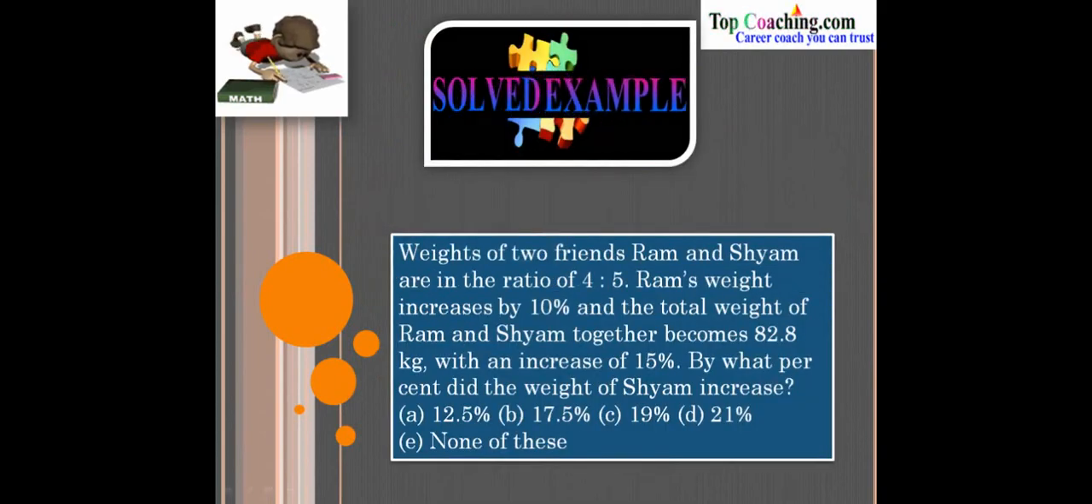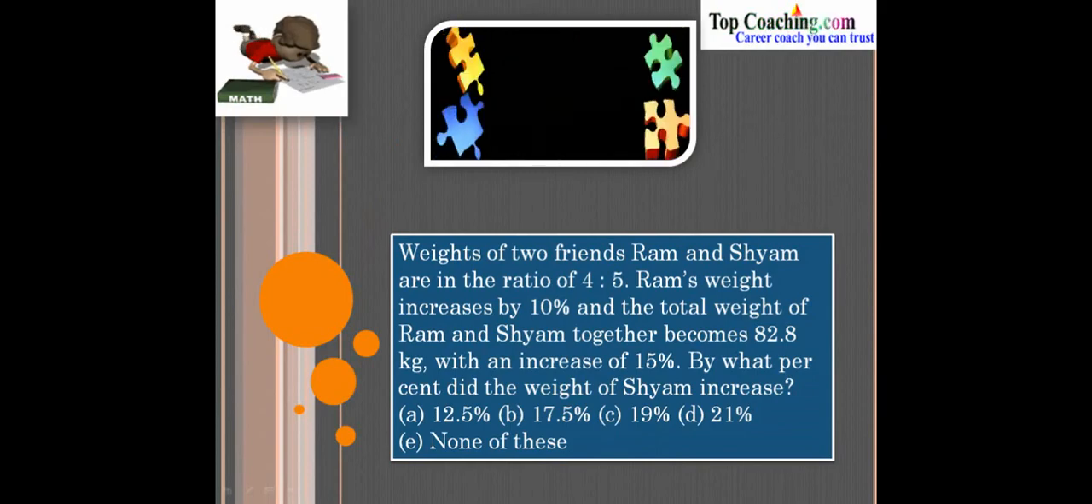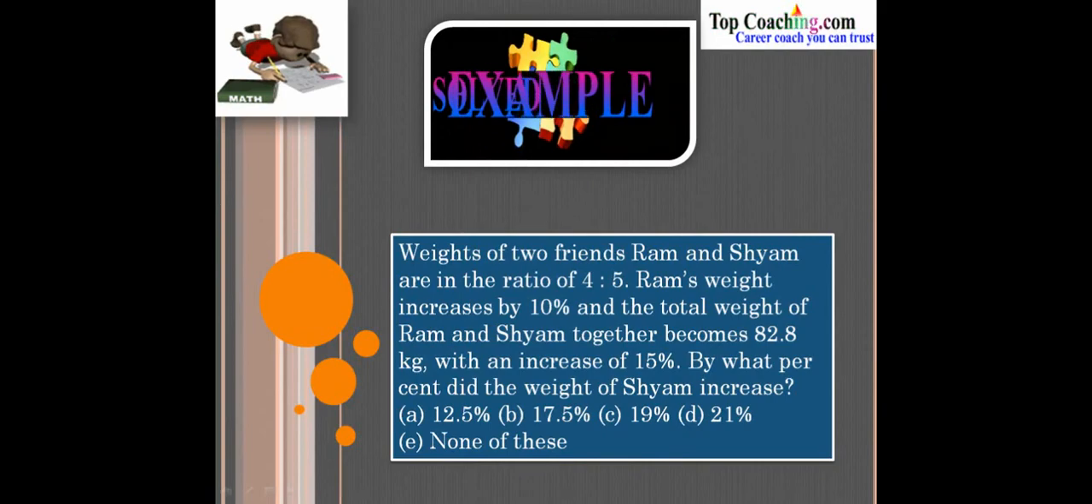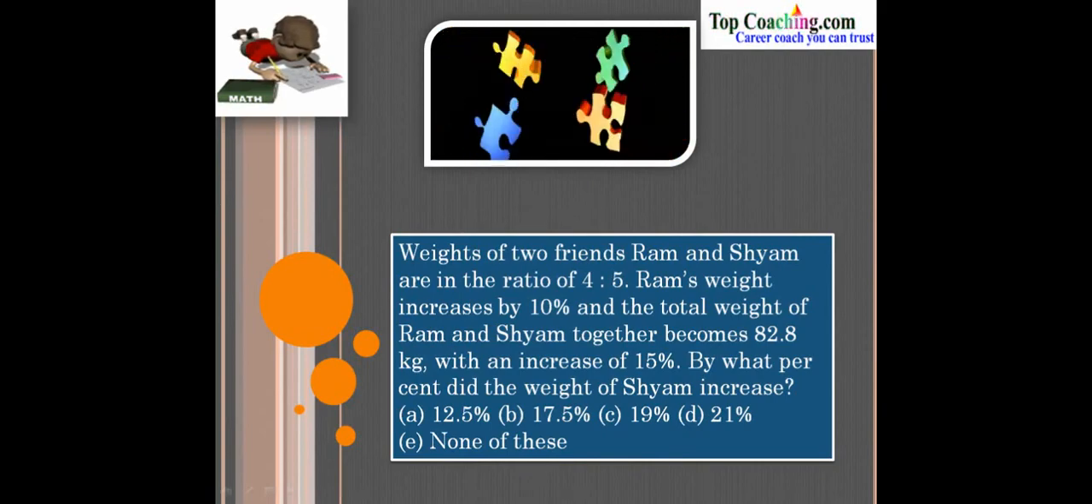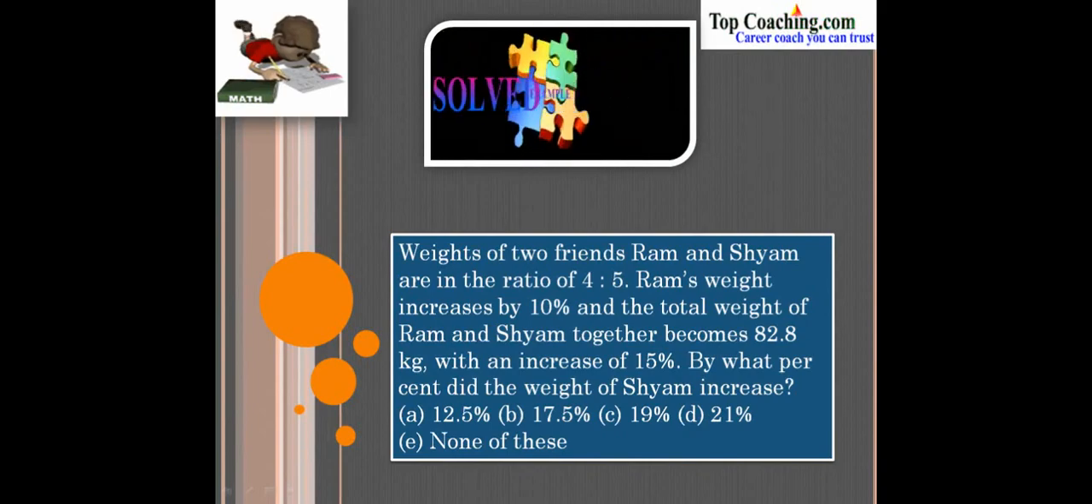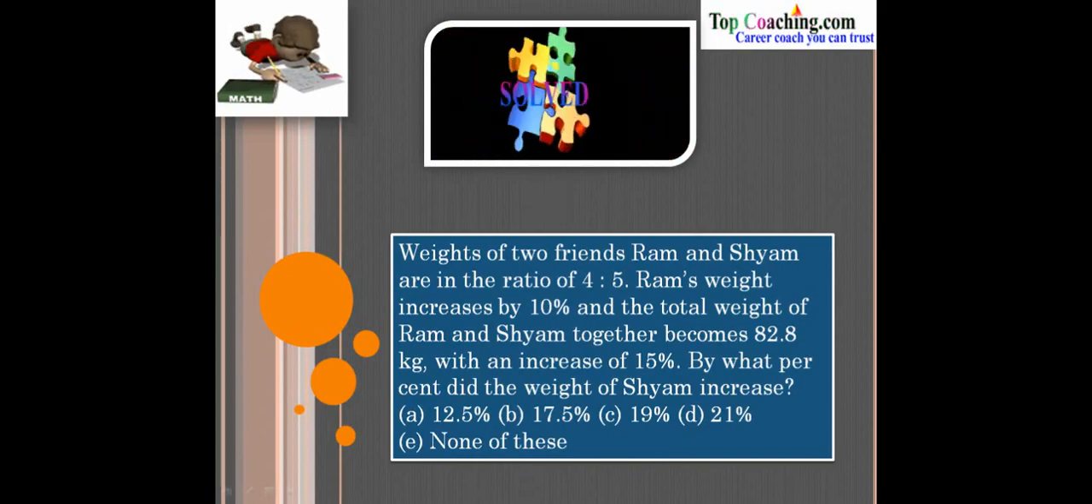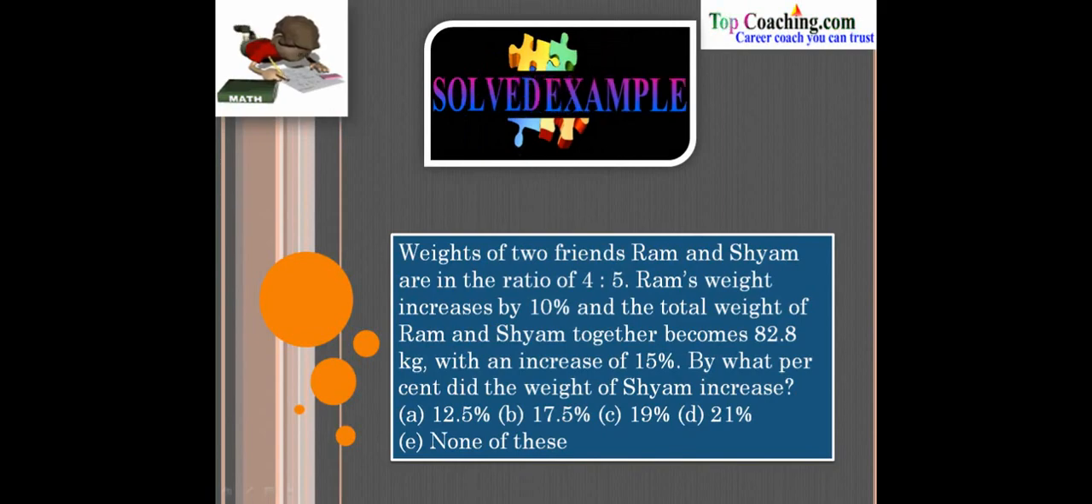Let's see one more example. Weights of two friends Ram and Shyam are in the ratio of 4:5. Ram's weight increases by 10% and the total weight of Ram and Shyam together becomes 82.8 kg with an increase of 15%. By what percent did the weight of Shyam increase? Option A is 12.5%, option B is 17.5%, option C is 19%, option D is 21%, and option E is none of these.